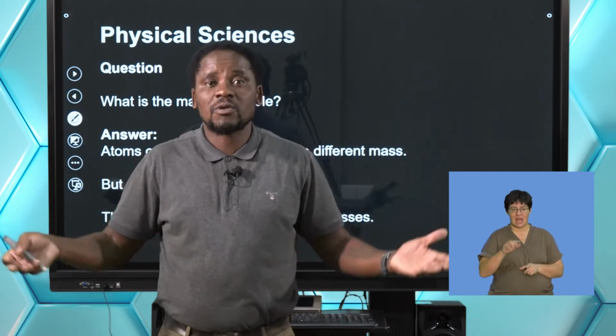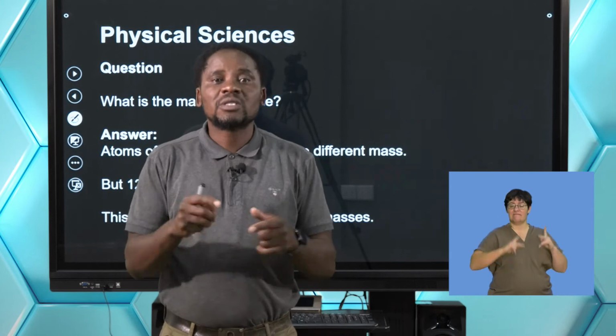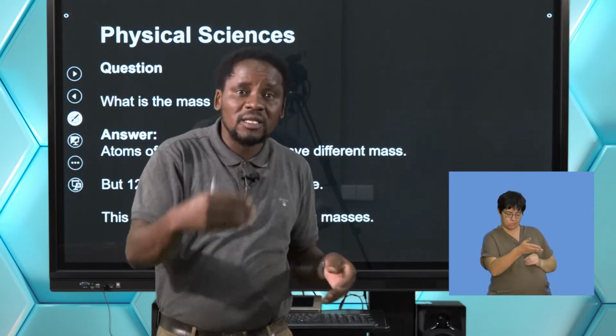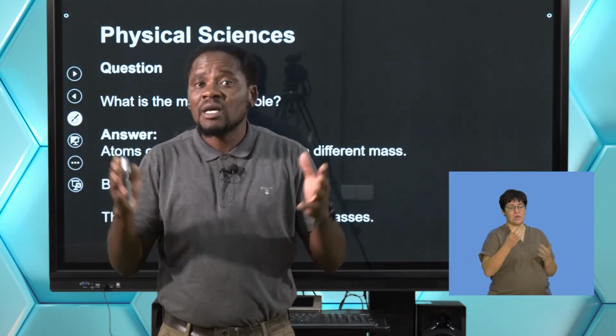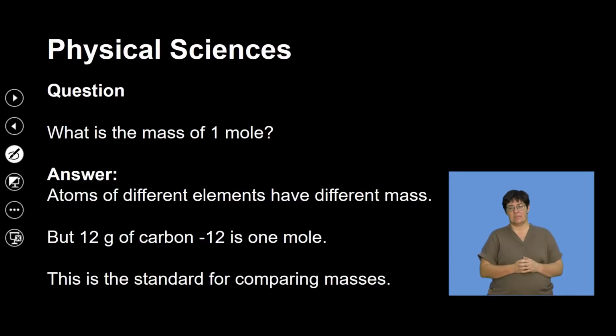Why? Because the Avogadro number, which is the number of particles, is constant. So that is an Avogadro constant. If we go to our table of physical constants, you'll see the Avogadro number is listed as one of the constants. It means that number doesn't change, right? So our thinking is that atoms of different elements have got different mass. It's a given. But 12 grams of carbon-12 is 1 mole.